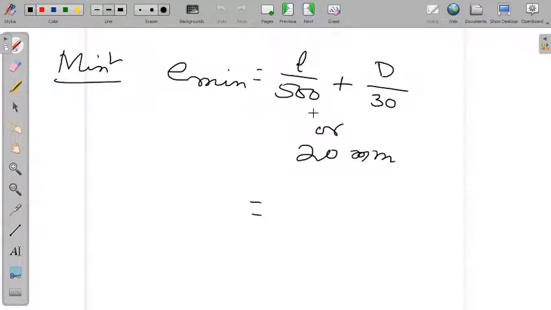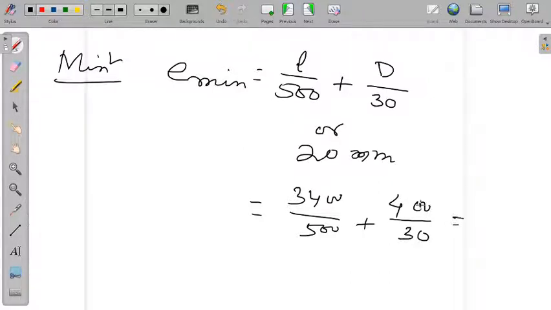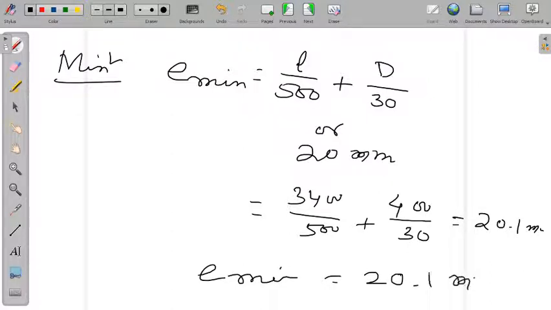So what is this value? L is given as 3400, divided by 500, plus D, which is given here as 400, divided by 30. If you do this calculation, it comes to 20.1 mm, or 20 mm. So which one is larger? Larger is 20.1 mm. So we will take this value as 20.1 mm.